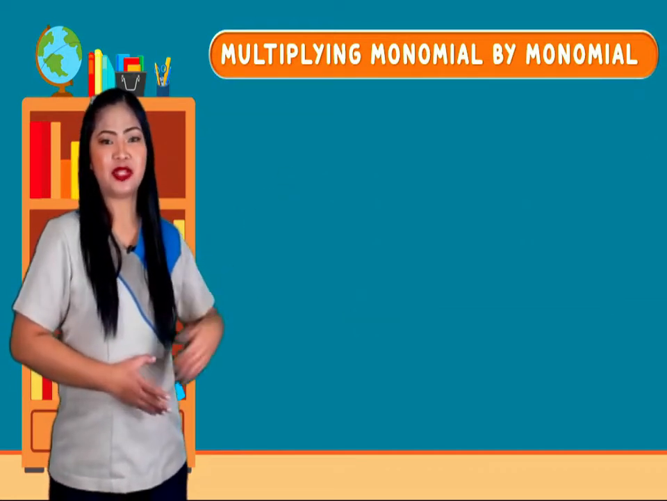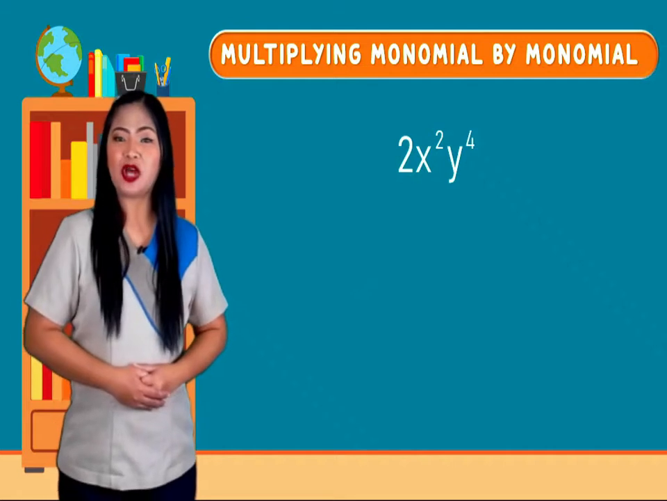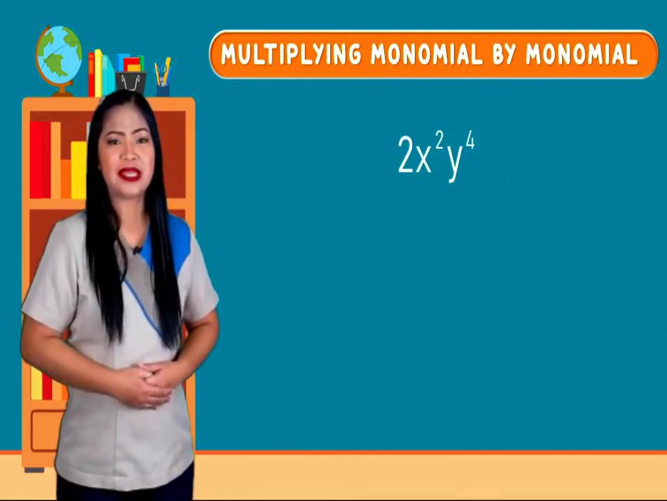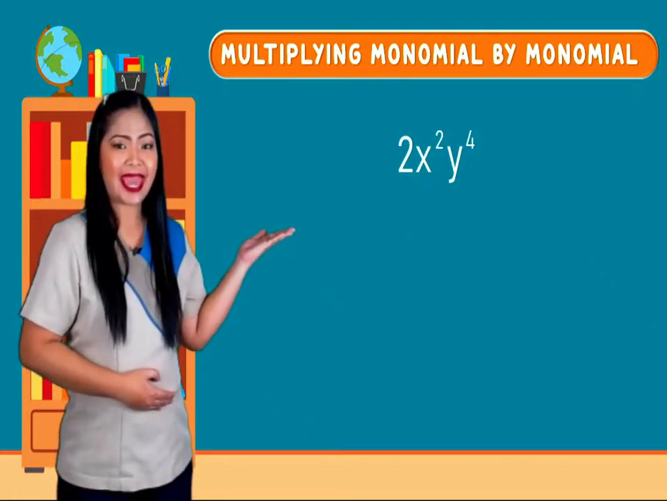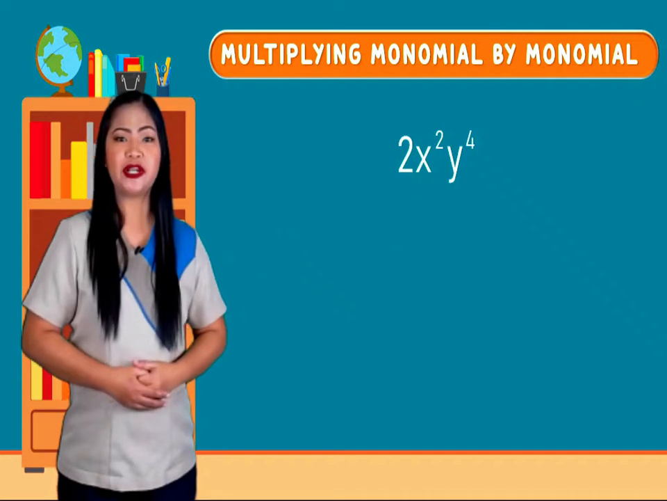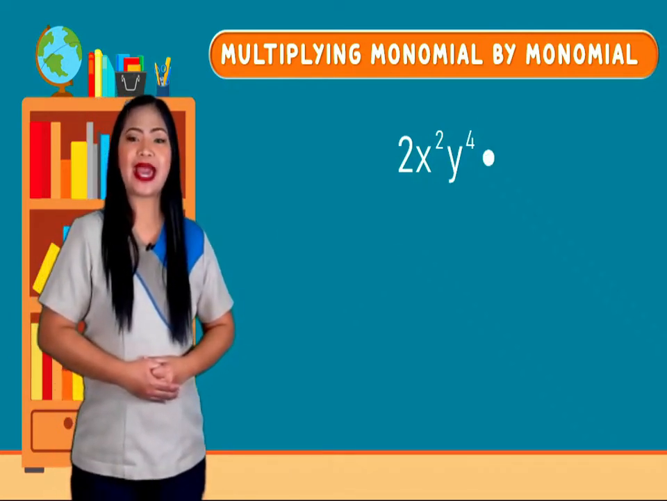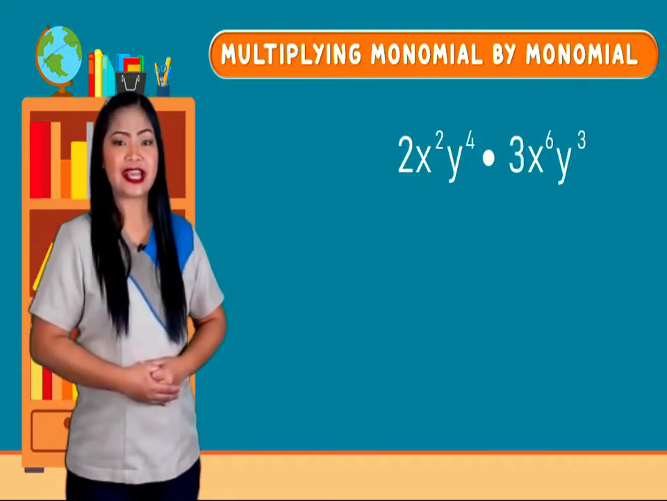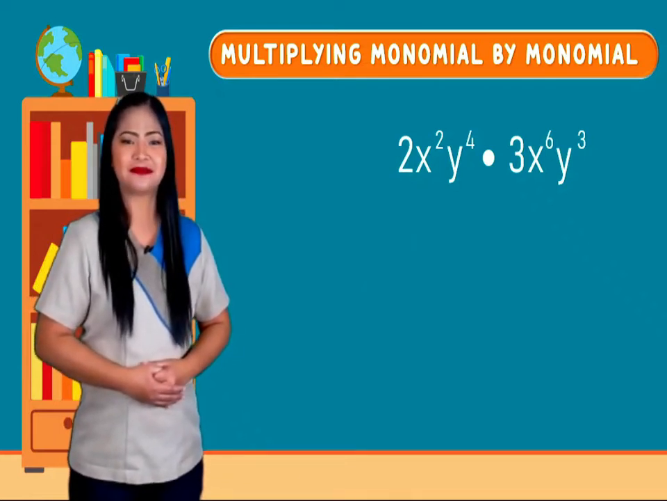Let us try multiplying a monomial by a monomial. If you can still remember, a monomial is a polynomial with just one term. So let us have the first term 2x raised to the second power, y raised to the fourth power, multiplied by the second term, which is 3x raised to the sixth power, y raised to the third power.